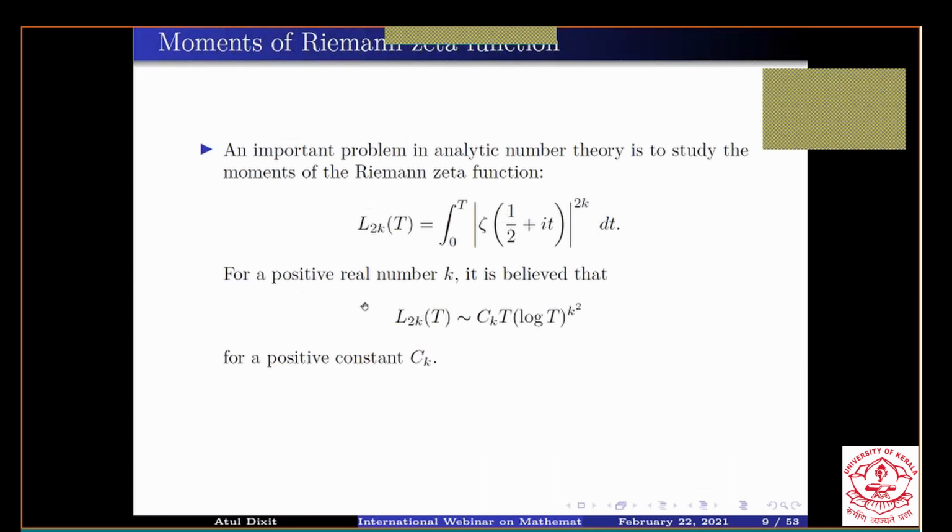And to find their asymptotic expansion, or to find what it is asymptotic to. So for example, I sub 2k of T is believed to be asymptotic to some constant depending on k times T times log T to the power k squared. Unfortunately, that has been proved only for k equal to 1 and k equal to 2, and that too is something which goes very far back in the past. For k equal to 1, this is due to Hardy and Littlewood back in 1916. For k equal to 2, this is due to Ingham, another British mathematician, who did it, I think, in the 1930s.